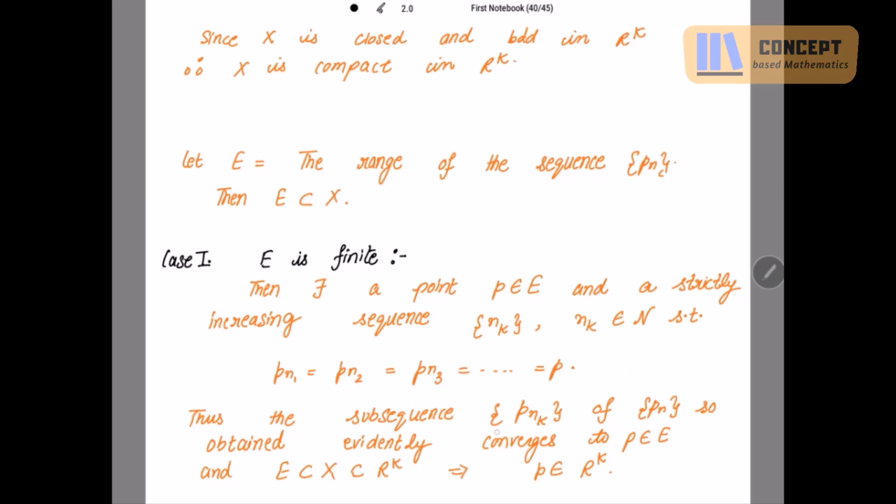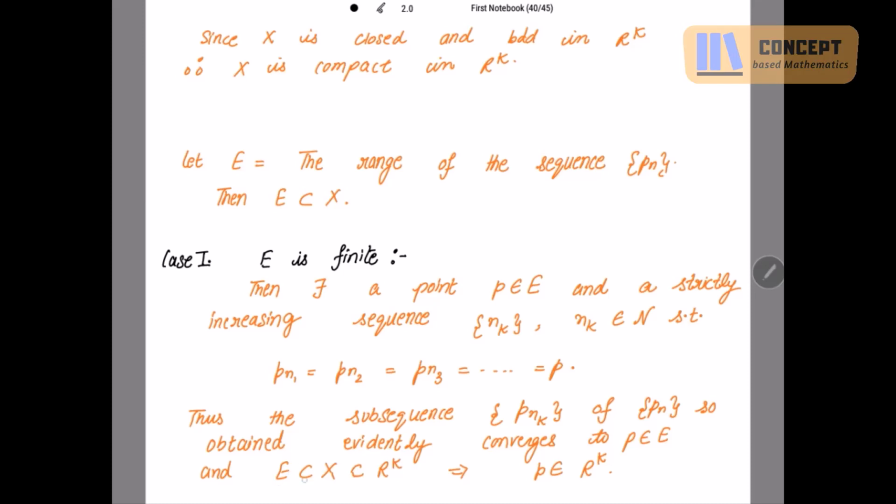Thus, the subsequence Pnk of Pn so obtained evidently converges to P belonging to E. And as all the terms are equal to the same number P, the subsequence converges to the same P, right?